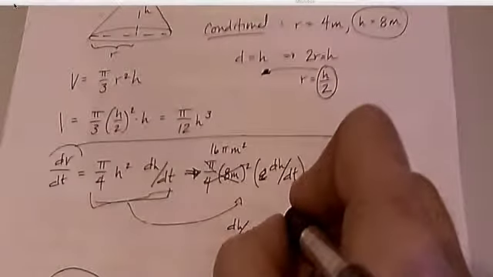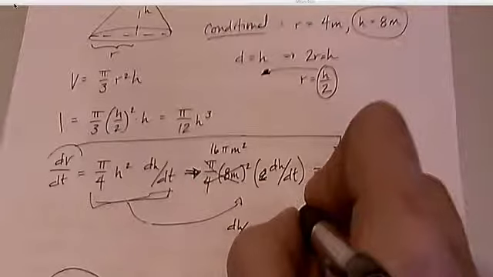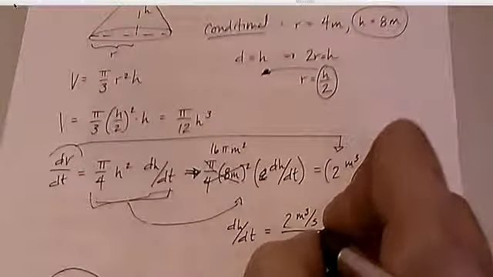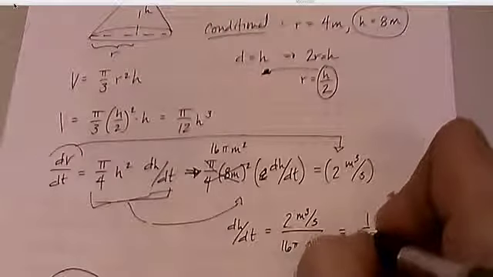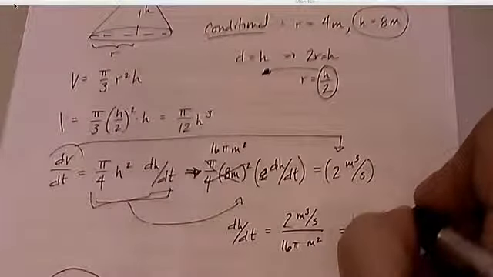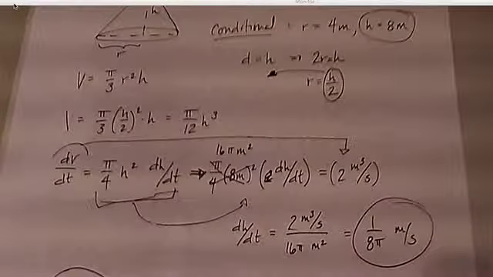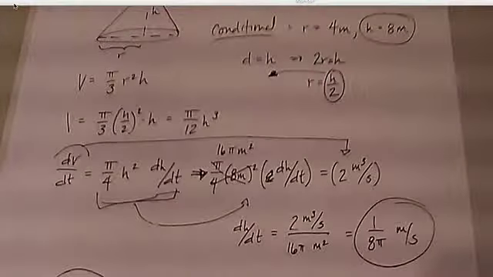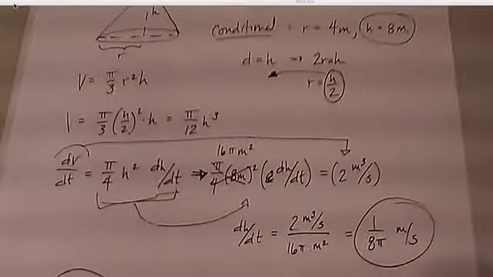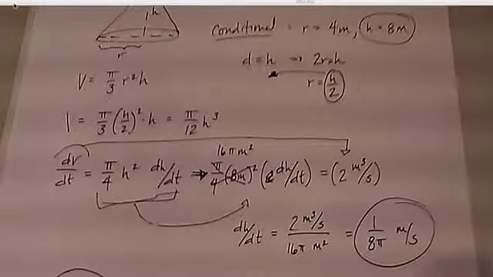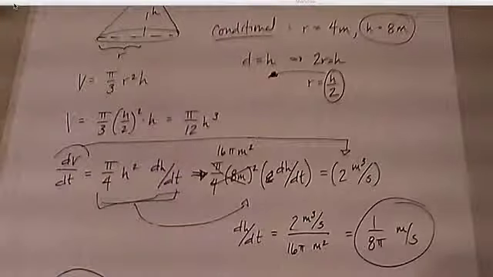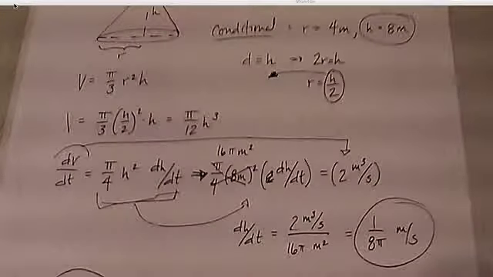And so I'm going to get 2 meters cubed per second over 16 pi meters squared, and that's 1 over 8 pi meters per second. And that should be the rate at which the height is increasing on that pile, okay? And it's positive because the height should be increasing when the volume is increasing. So that makes perfect sense for us.